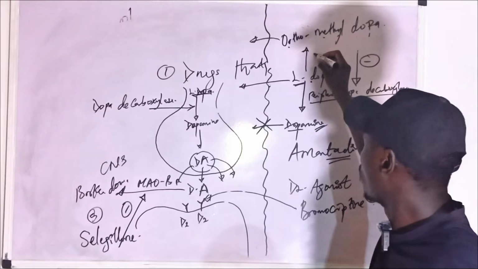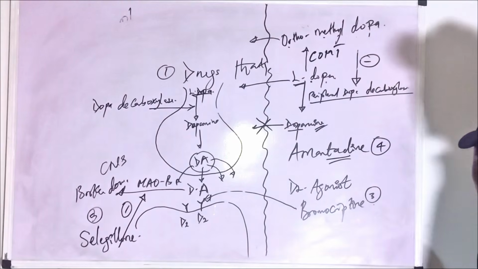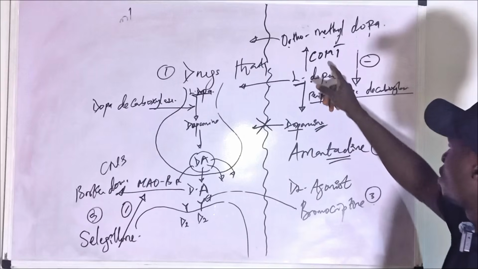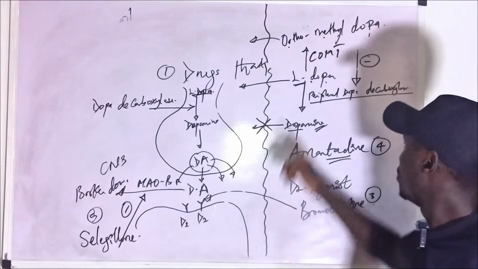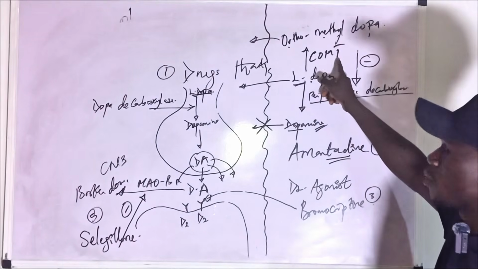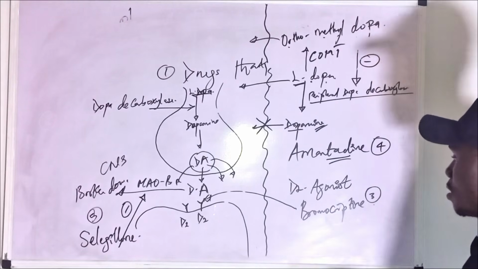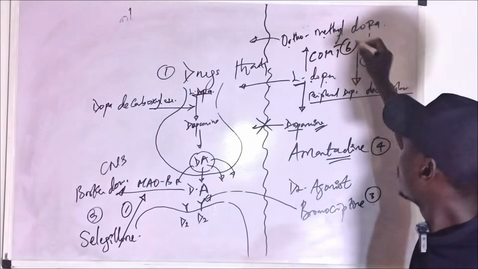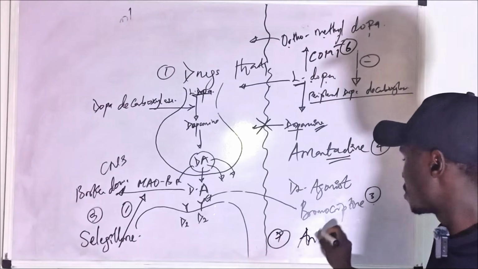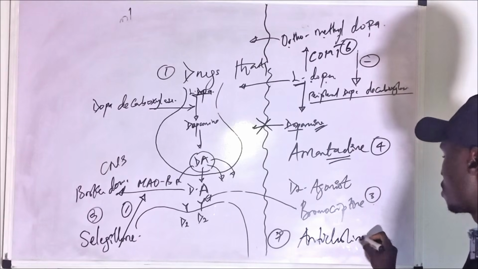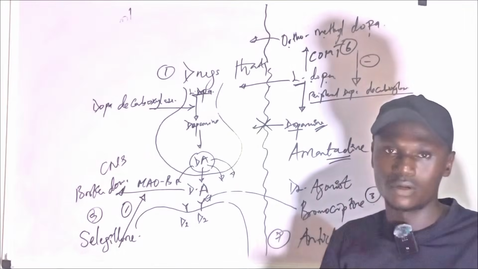The name of that enzyme is called what? Catechol-O-methyl-transferase. So the last drug I'm talking about now, what? COMT inhibitors. They inhibit this enzyme, catechol-O-methyl-transferase enzyme. You get it now? Then lastly, this is drug number 6. Then for drug number 7, let me just put it here. We'll call them what? Anticholinergic. The centrally acting anticholinergic drug.